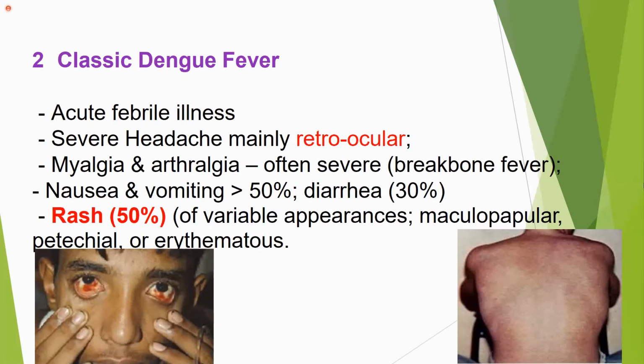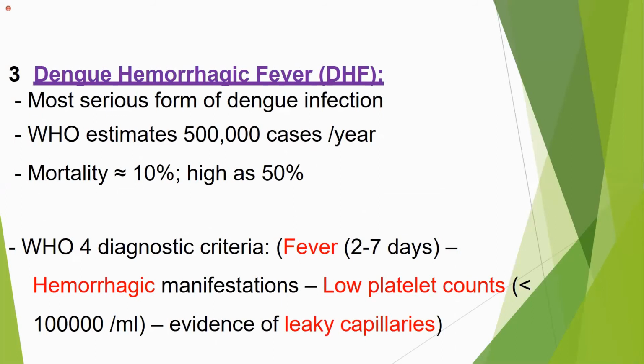Petechial rashes are common. In the picture, you can see conjunctival injection in the patient on the left side. On the right side, you can see a petechial rash over the back of this patient. Then there's dengue hemorrhagic fever, the most serious form of dengue infection.